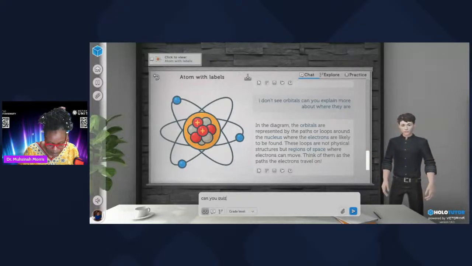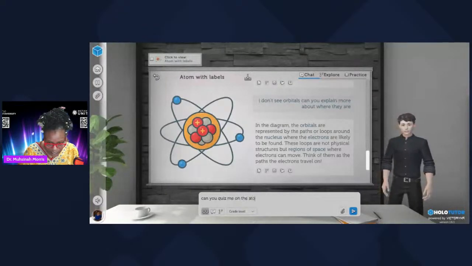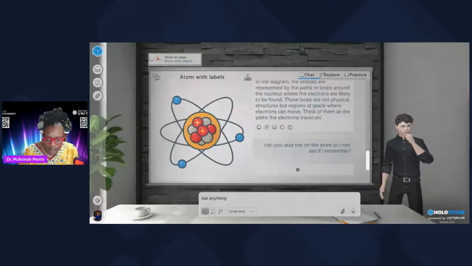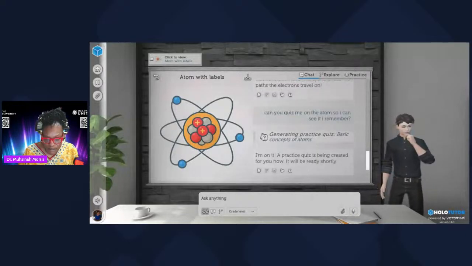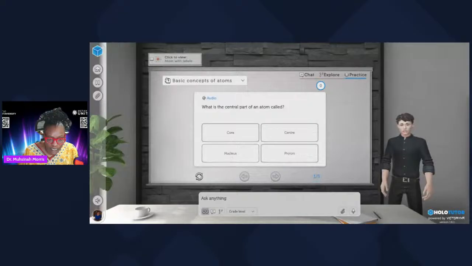Can you quiz me on the atom so I can see if I remember? I'm on it. A practice quiz. Okay, what is the central part of an atom? Nucleus.